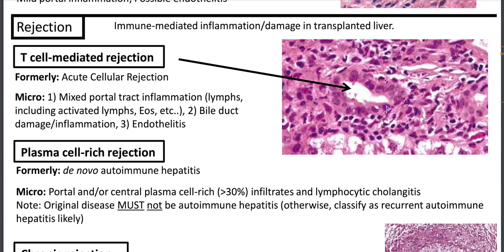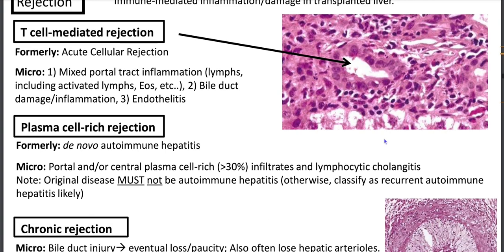Rejection, which means immune-mediated inflammation and damage in a transplanted liver, causing injury and hampering its function. So you can have T-cell mediated rejection, formerly called acute cellular rejection, and you will have histologically mixed portal tract inflammation. You can have lymphs, you can even have EOs and other inflammatory cells. Look for bile duct damage and inflammation, and endothelitis, which is inflammation of the endothelial cells.